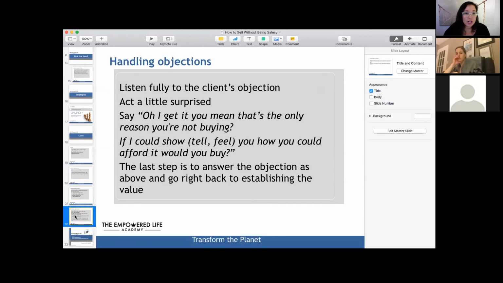When you're handling objections, listen fully to their objection, especially the second one, and you can act a little surprised. You'd say, oh, I get it. You mean that's the only reason you're not buying. If I could show or tell or feel, if I could show you how you could afford to buy it, would you? The last step is to answer the objection as above and go right back to establishing the value. So you go back to their values again.